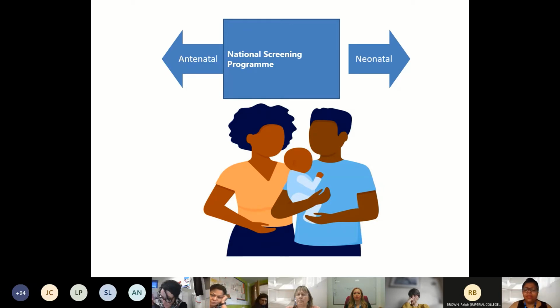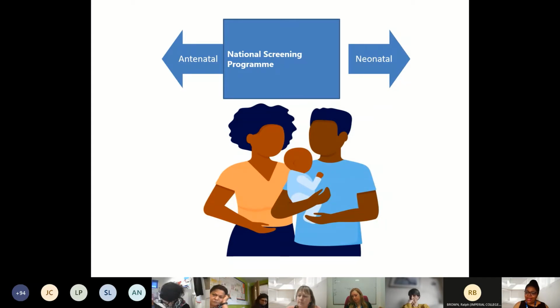Antenatally, the midwife or the haemoglobinopathy counsellor would offer prenatal diagnosis and explain that to parents. They don't always go for that because there's a very small risk of miscarriage. So that's what's offered antenatally.